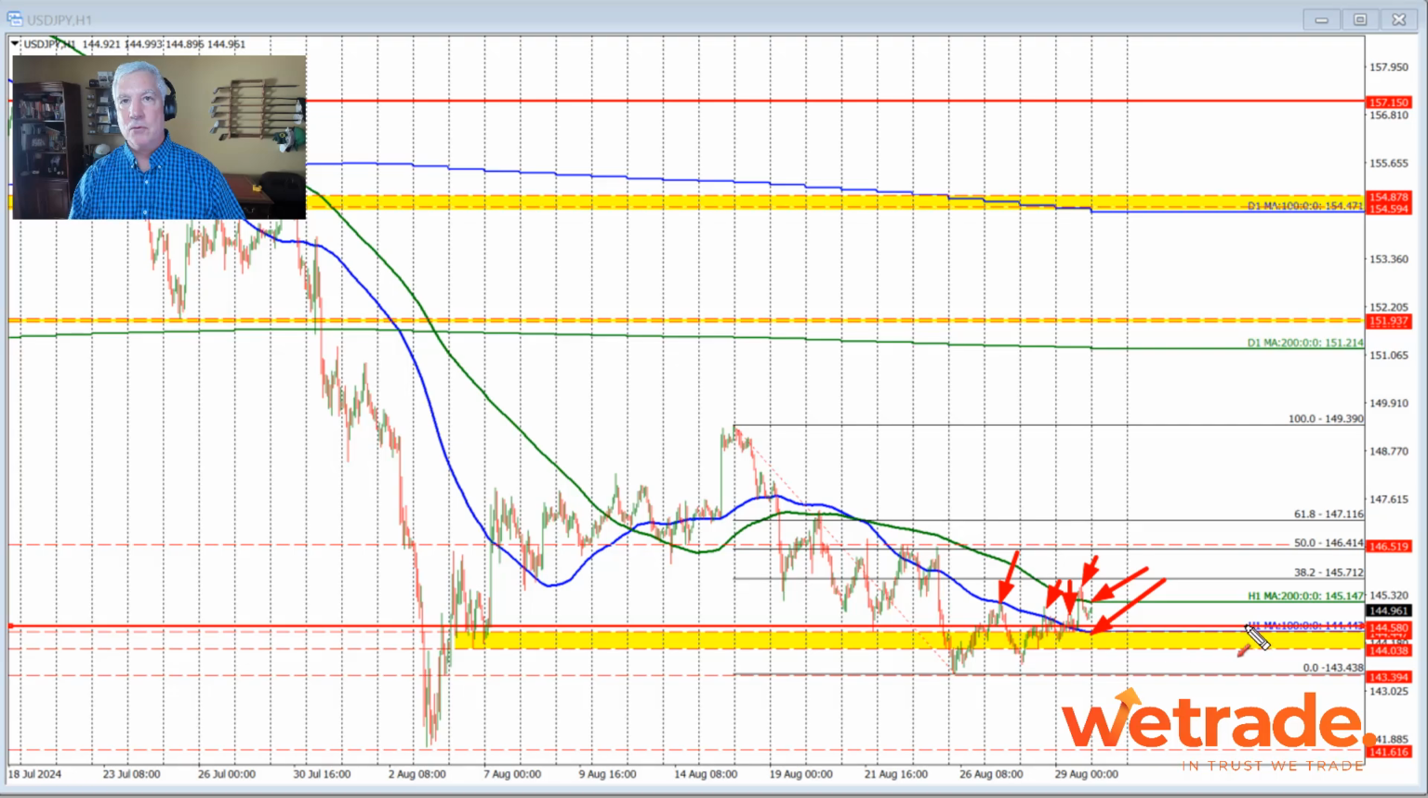If we go above the 200-hour moving average at 145.14, that would be more bullish. If we go below the 100-hour moving average and below that 58 level at 144.44, then the bias turns more to the downside. In between these levels, it's neutral.